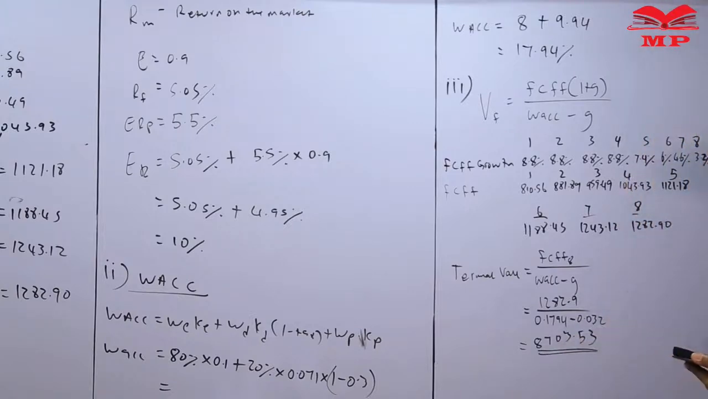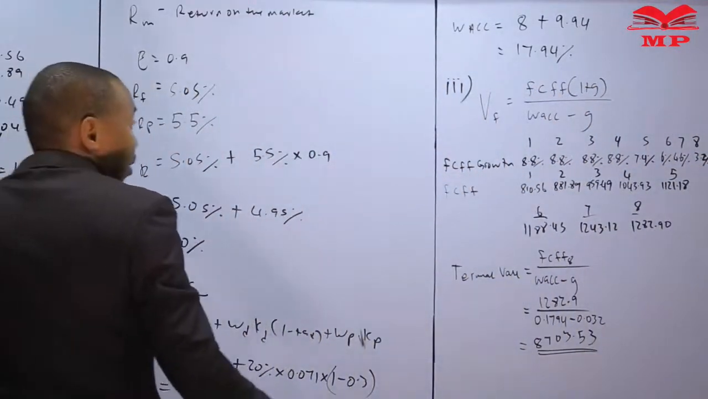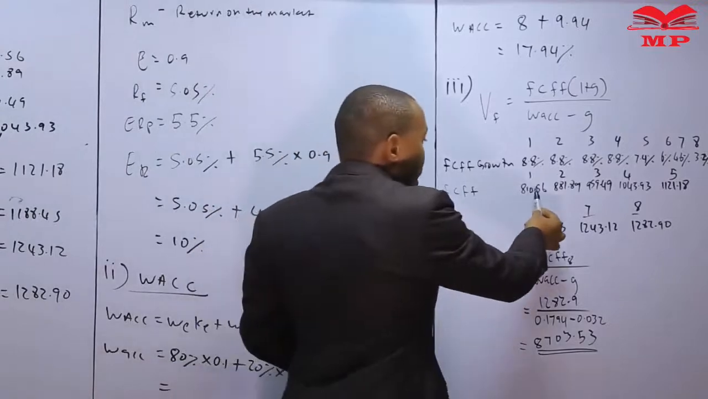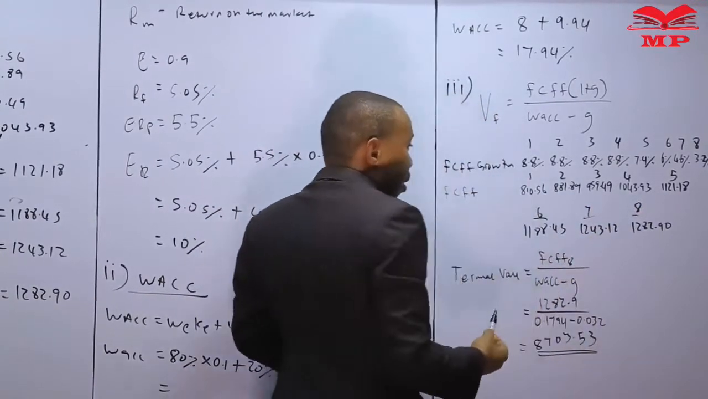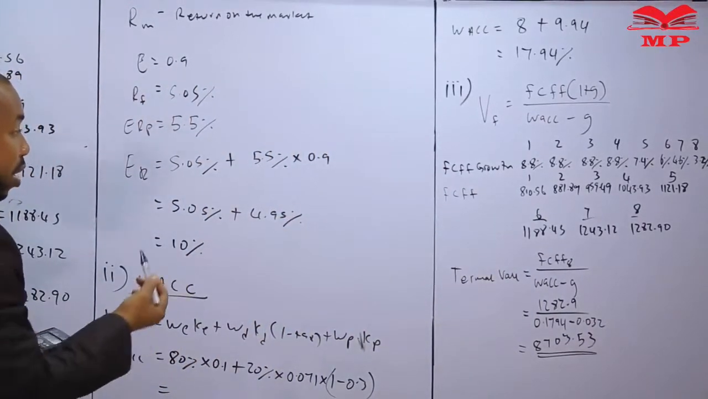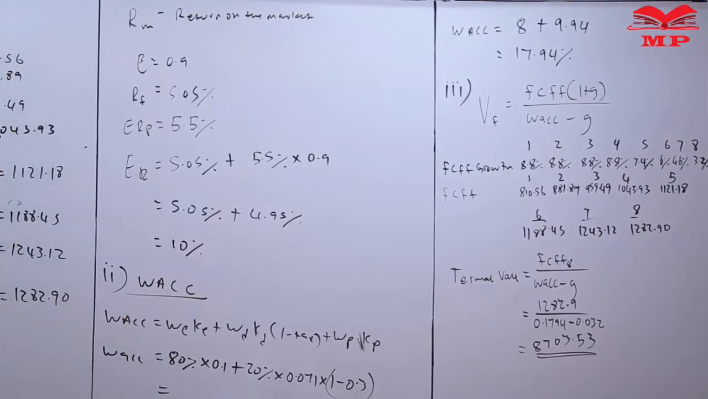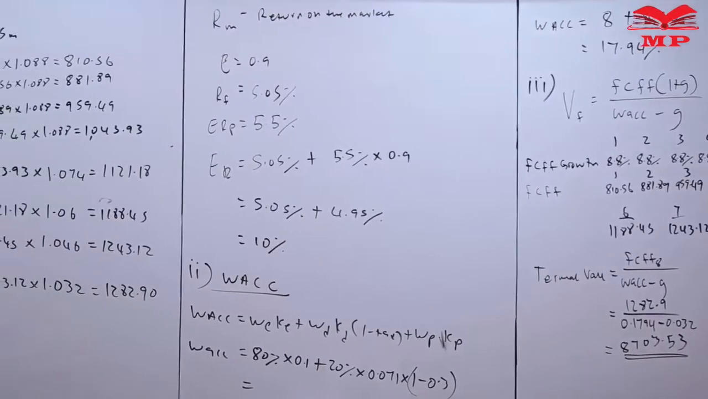8703.53. That is the terminal value component there. Once we have that, now we need to go ahead and discount this from year 1, 2, 3, 4, 5, 6, 7, back now to year 0. So that is the terminal value. We need now to get the corresponding values, or discount the corresponding FCFFs, back to year 0. So let's do that on this side over here.